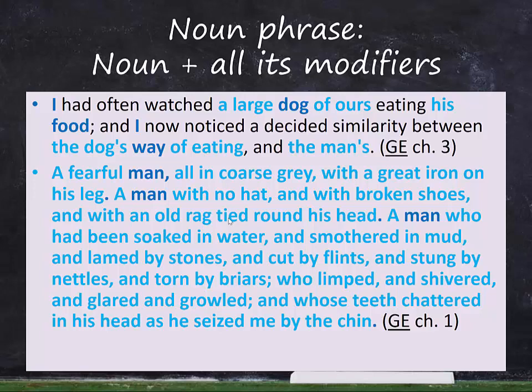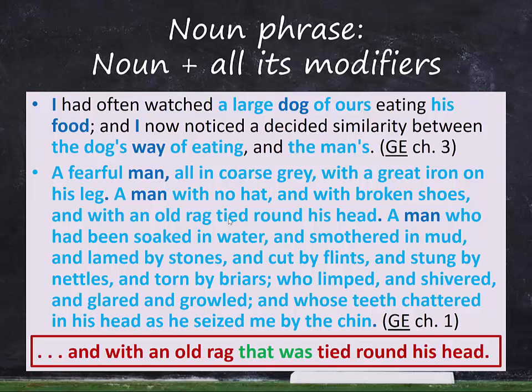Let's try putting the omitted words back into the sentence. And with an old rag that was tied around his head. There we go. The word that is a relative pronoun, which makes the rest of that sentence a relative clause. So that makes it part of the noun phrase.